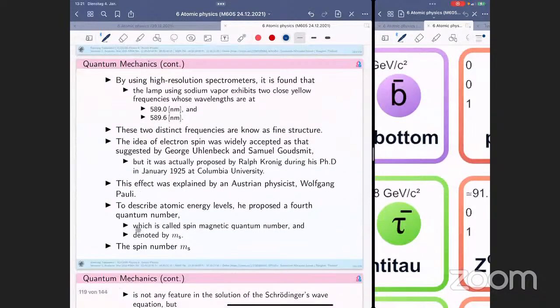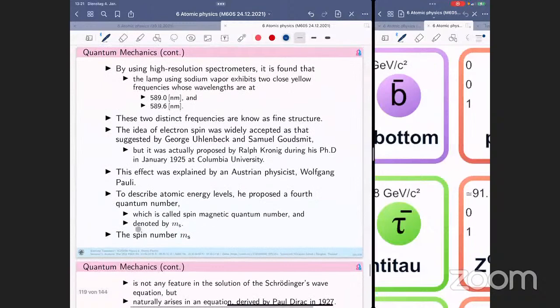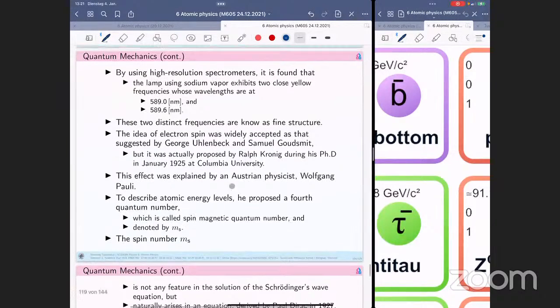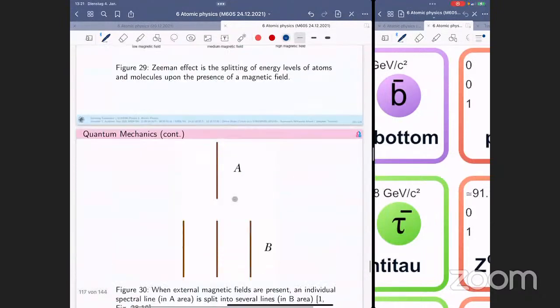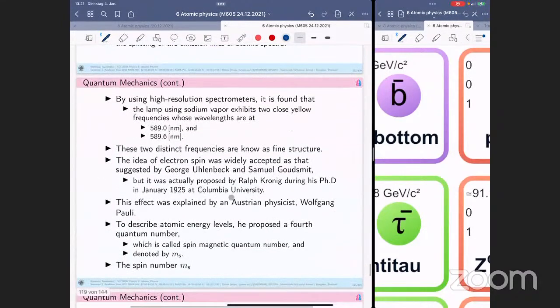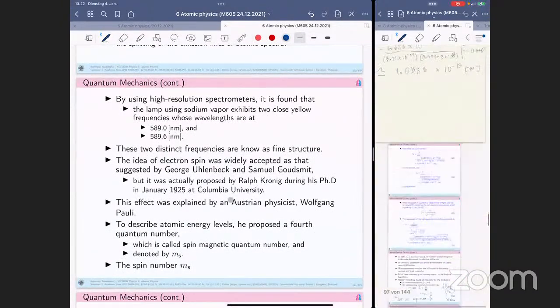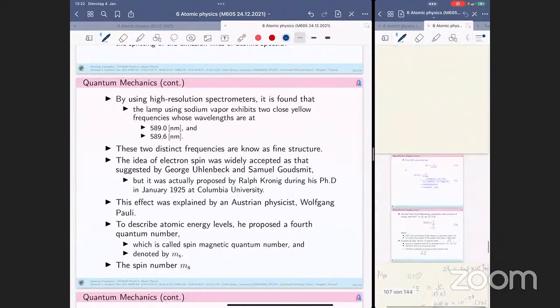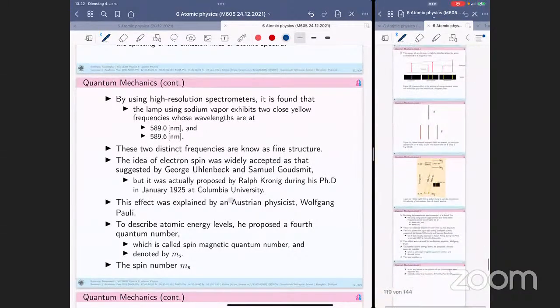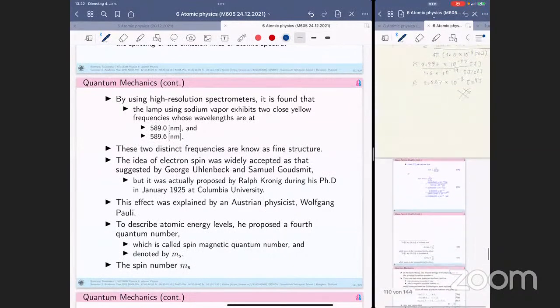Okay, this fourth quantum number is called spin magnetic quantum number, or simply speaking, spin number. Okay, the full name is spin magnetic quantum number. What is the difference then? The second and the third, orbital quantum number, right?